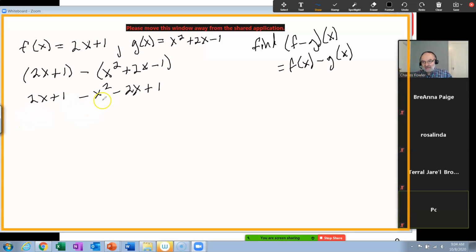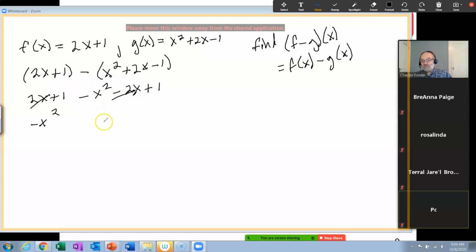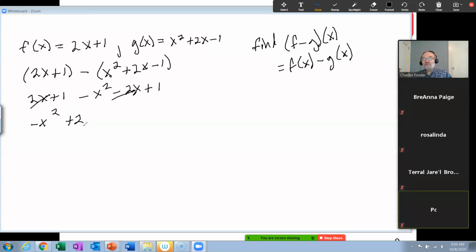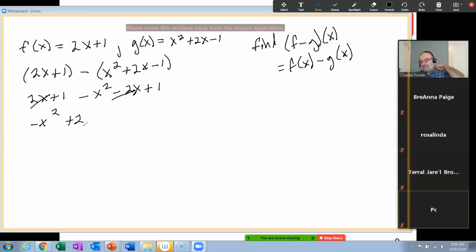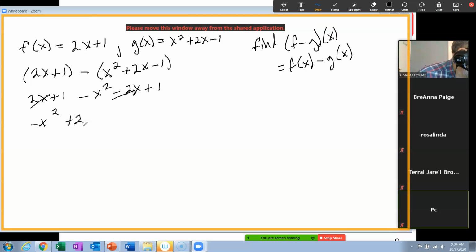And if you like leading off with the maximum exponent, that would be a minus x squared. I just sort of don't like starting off with a negative, but we will. And then here we have plus 2x minus 2x, that goes to 0. But here we have a plus 1, that's plus 2. So there's your difference function, f minus g of x, minus x squared plus 2. I think you see that's what they got in the book.